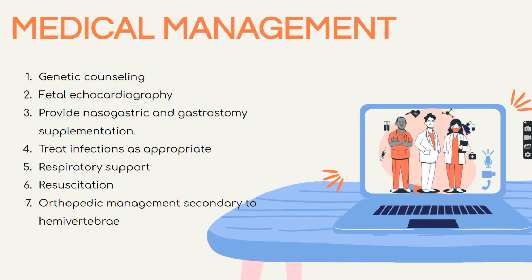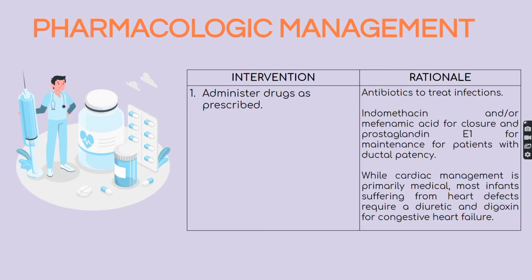Lastly, we have resuscitation and orthopedic management secondary to hemivertebrae. With parental wishes to support the baby's long-term and assessment of the infant's quality of life, infants are resuscitated when needed to revive the infant. In patients or infants suffering with scoliosis, orthopedic management may be needed secondary to hemivertebrae. There is yet no known cure for infants suffering from trisomy 18, as most studies only focus on providing palliative care as well as corrective surgery to lengthen and maintain the infant's quality of life.